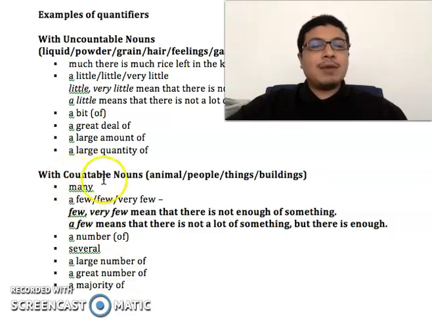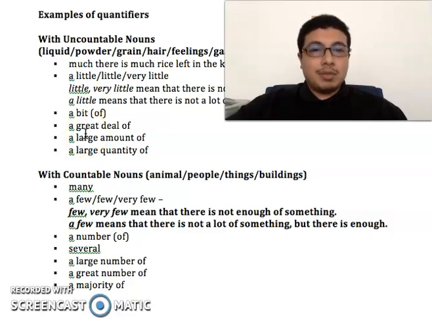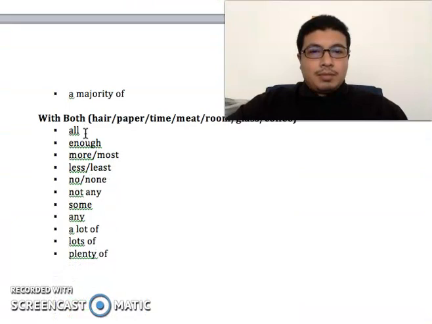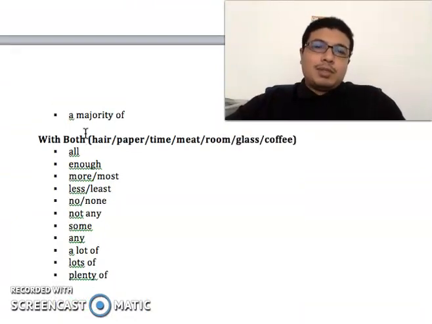So with countable nouns, you use these quantifiers. But with uncountable nouns that you cannot count, these are the quantifiers that you can use. So you'll have to be careful whenever you are using quantifiers so that you'll be using them correctly. There are also quantifiers that can be used for both countable and uncountable nouns.